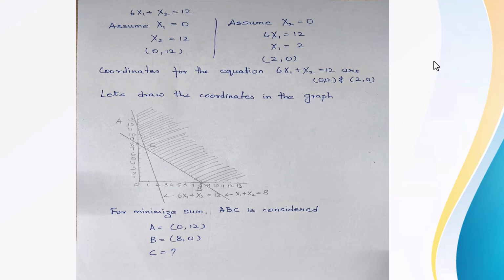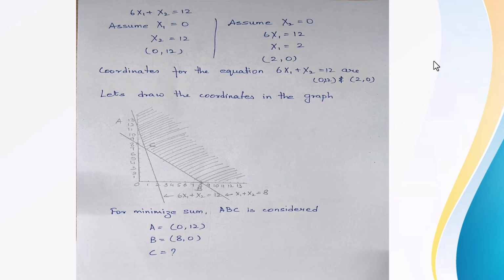Now similarly solve the equation 6x1 + x2 = 12. Assume x1 as 0. Then x2 will be 12. So 6 into 0 plus x2 is equal to 12, 0 + x2 = 12, so x2 = 12. So the coordinate will be (0, 12).